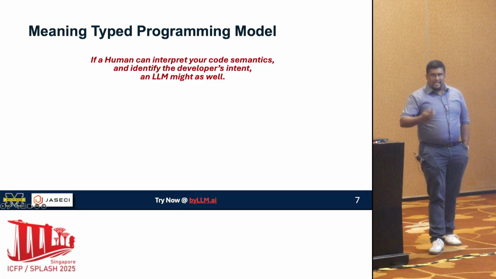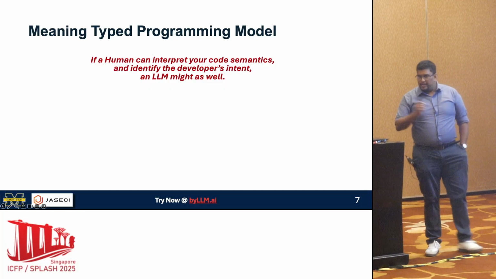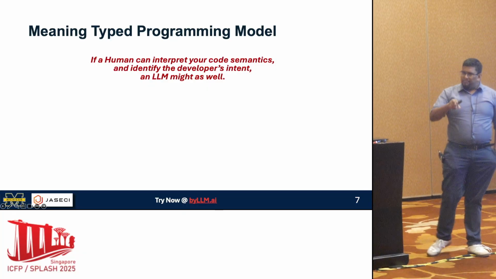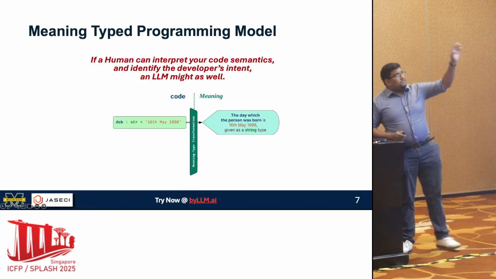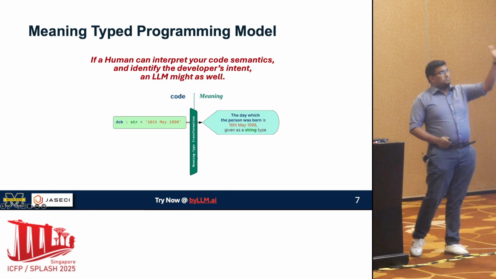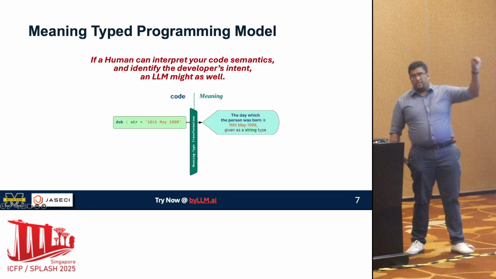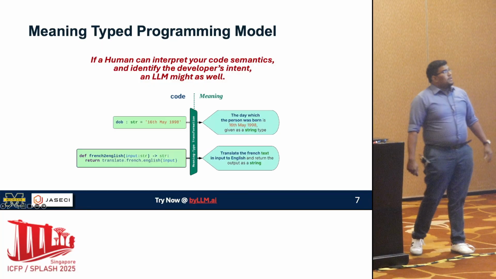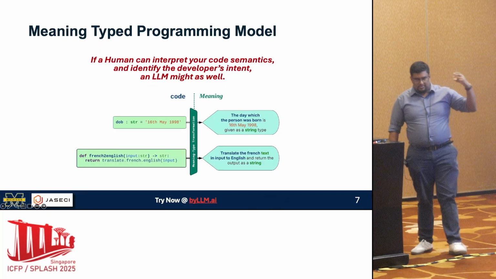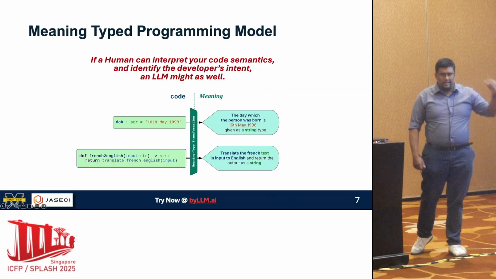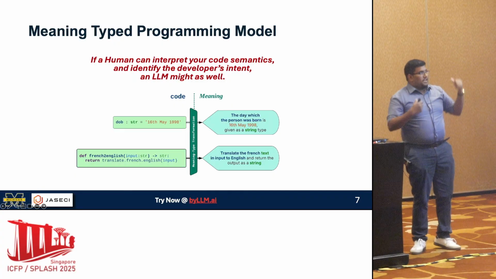LLMs these days are pretty good at looking at some part of your code and understanding what you actually mean by that code without seeing the entire code itself. For example, here we have DOB of type string, and you give the date there. A human reading this would definitely know it's date of birth of string type. Or take this function signature, French to English. You're translating from French to English, with input of string type and output of string type. A human can understand.